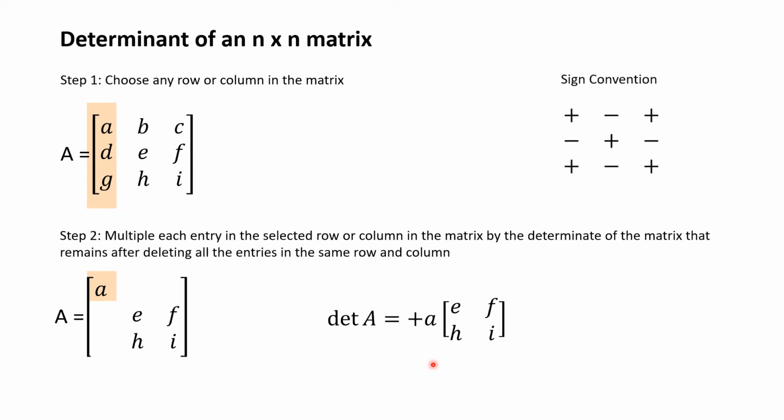We use the sign convention chart, where the upper left corner always starts with a positive sign. Since element A is in the upper left corner, we assign a positive sign to this contribution.